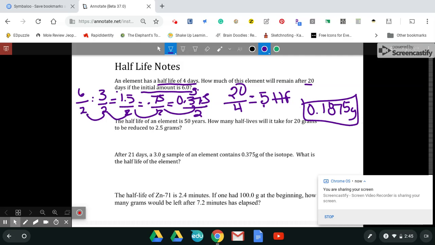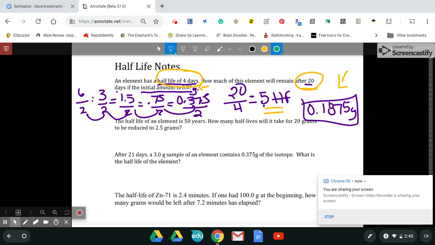Okay, so here's what we did. I was given a half-life of 4 days. I went through 20 days. So 20 divided by 4 is how I got this 5 half-lives. The next thing is I knew that I had 6 grams. They want to know how much is left. So if I know I've gone through 5 half-lives, I'm going to divide that in half 5 times, and that's where I get this number here. All right, let's look at the next one.